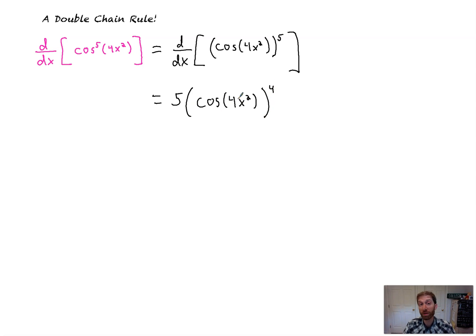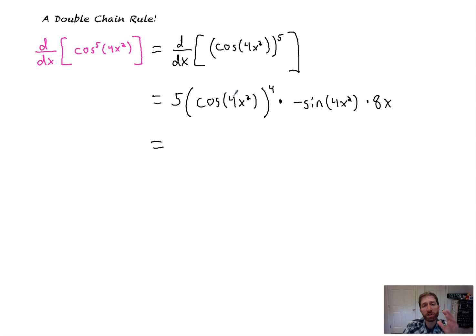Now we need to take the derivative of the inside. Focus on this. We just need the derivative of the inside. That is your only problem right now. Well, that requires the chain rule too. The derivative of the inside is going to be minus sine of stuff. You're only focused on the inside. Don't worry about where you've been. So minus sine of stuff times the derivative of its inside, which is 8x. And then we'll join up everything.